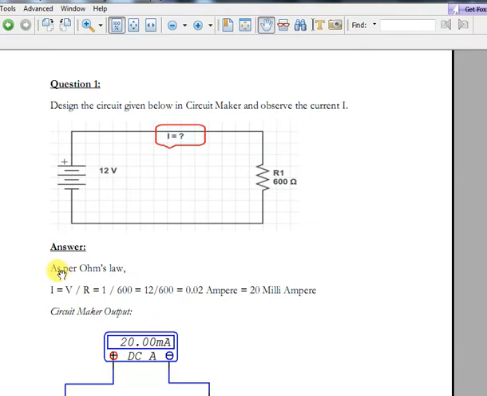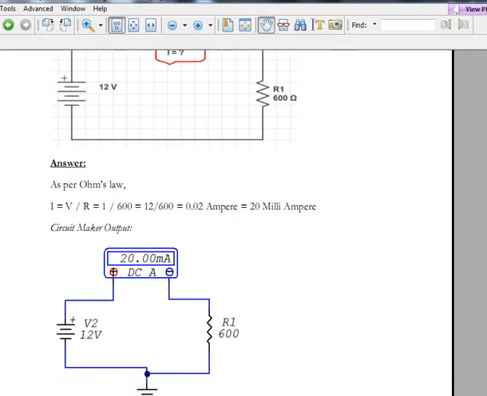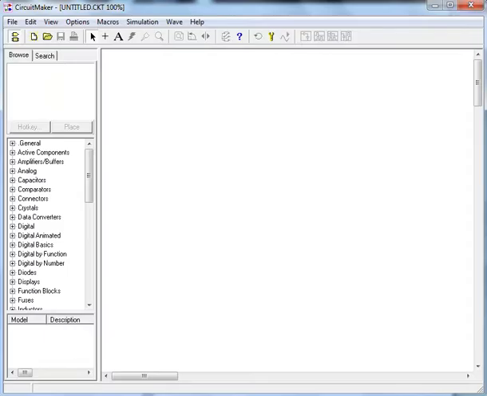As first I have solved it theoretically. We know as per Ohm's law I equals to V by R, that is 12 divided by 600, which is 0.02 ampere or 20 milliampere. Now this is the screenshot of the circuit, but we'll start from fresh, and here we are.